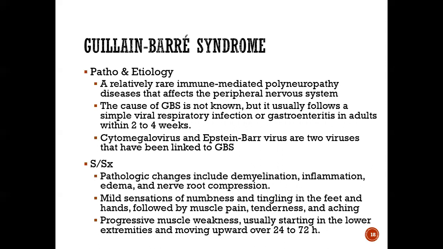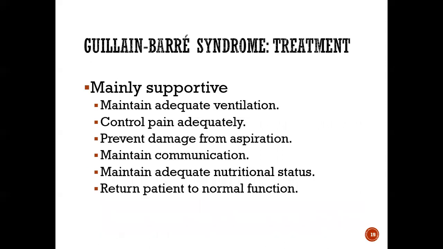Signs and symptoms. There will be pathologic changes, including demyelination, inflammation, edema, and nerve root compression. This is going to come on super suddenly. It'll start with mild sensations of numbness and tingling, maybe in the feet and hands, and then it'll eventually work its way into muscle pain, tenderness, and aching and paralysis. It typically works its way up from the toes to the head. However, it's important to know that it can start in the facial nerves and then work its way down from there. Progressive muscle weakness happens over 24 to 72 hours.